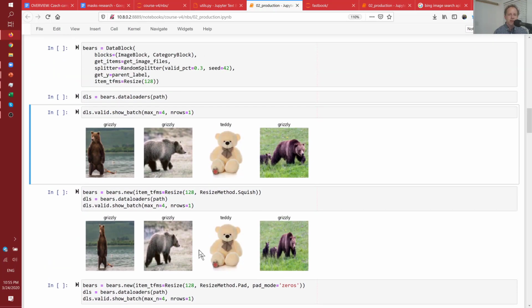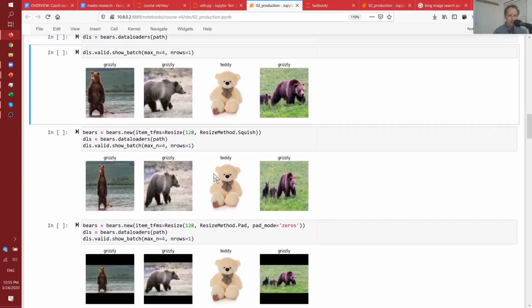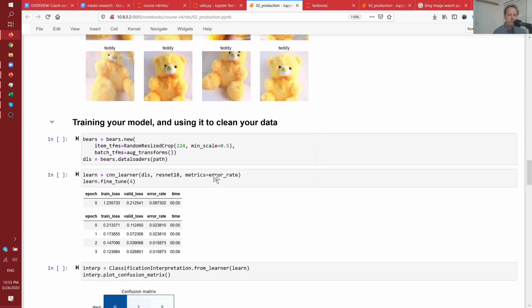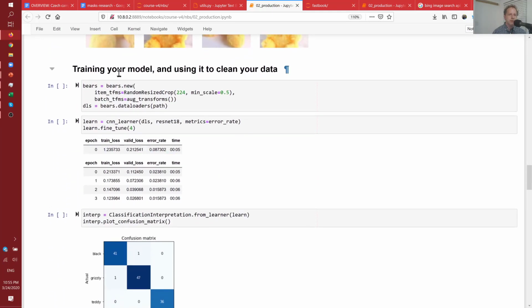I'm going to look at data augmentation next week. So I'm going to skip over data augmentation. And let's just jump straight into training your model.